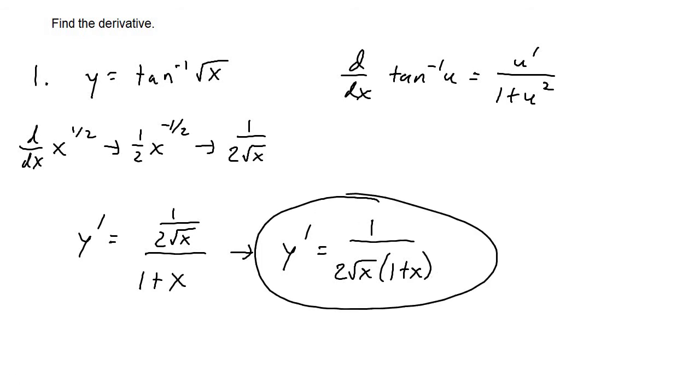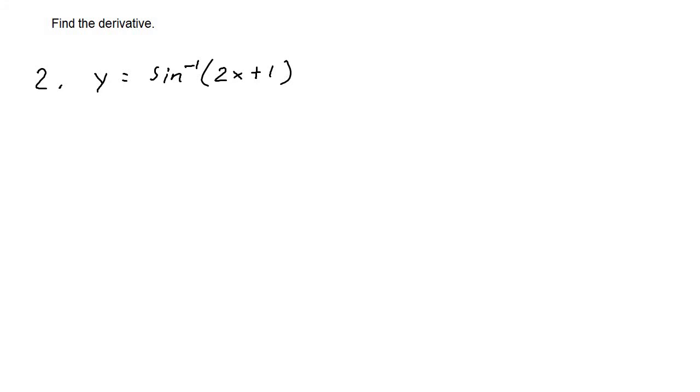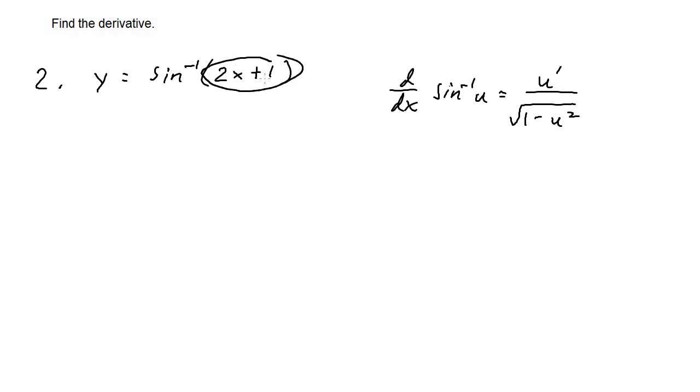answer. So now for number 2, we have y equals inverse sine of 2x plus 1. Once again, the derivative of inverse sine of some function u is going to be equal to u prime over the square root of 1 minus u squared. Since u in this case is 2x plus 1, let's go ahead and use the formula. Up top we have u prime, so y prime equals the derivative of 2x plus 1, which is just 2, over the square root of 1 minus u squared, so 2x plus 1 squared.